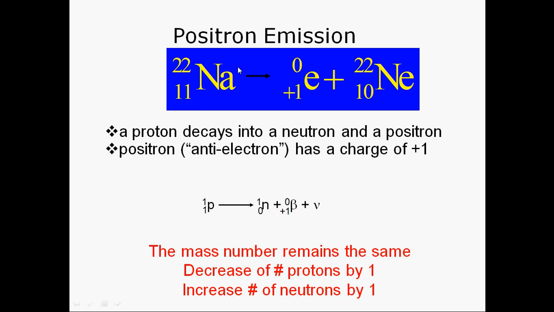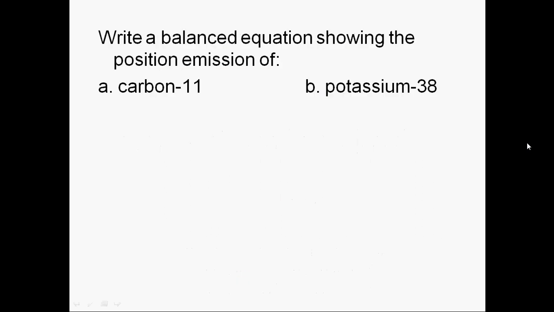So if we see here, we started out with sodium 22, it's going to decay into neon 22 because we have turned one of those protons into a neutron and a positron. Some examples for you to try out. Pause the video. We've got carbon 11 and potassium 38.